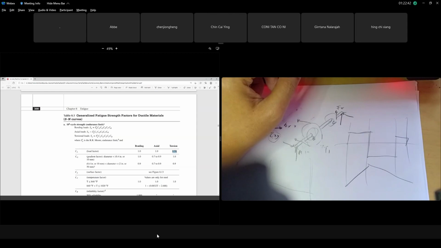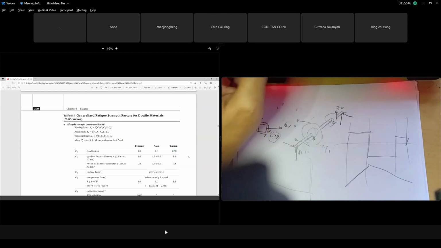Can you see it? Torsion value 0.58. Clear, class? Class clear or not?